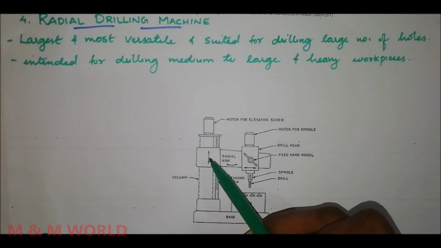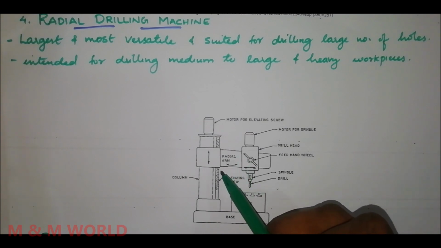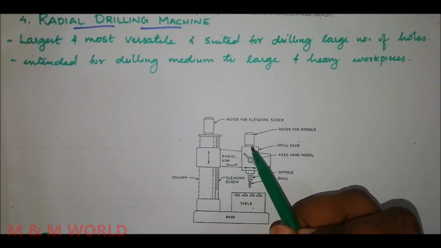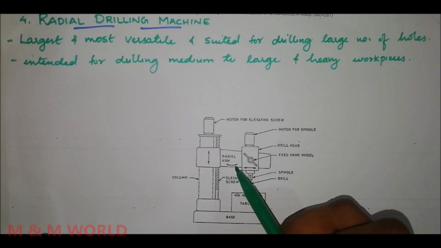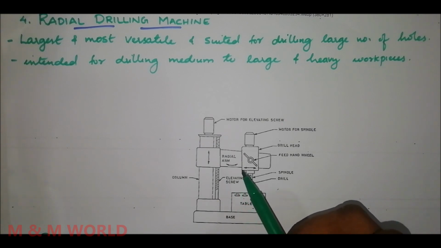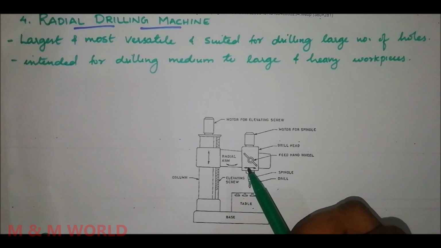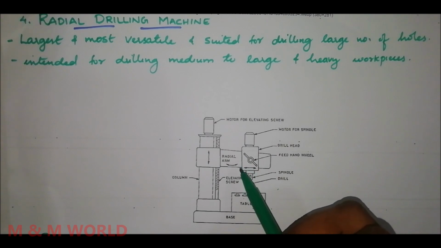So we have vertical motion for the radial arm. Then the radial arm can be swung around over the workbench. Then the drill head can be moved along the guideways provided on the radial arm. These three movements in a radial drilling machine, when combined together, permit the drill to be located at any desired point on a large workpiece for drilling the hole. So this vertical motion, this swinging, and this horizontal motion.